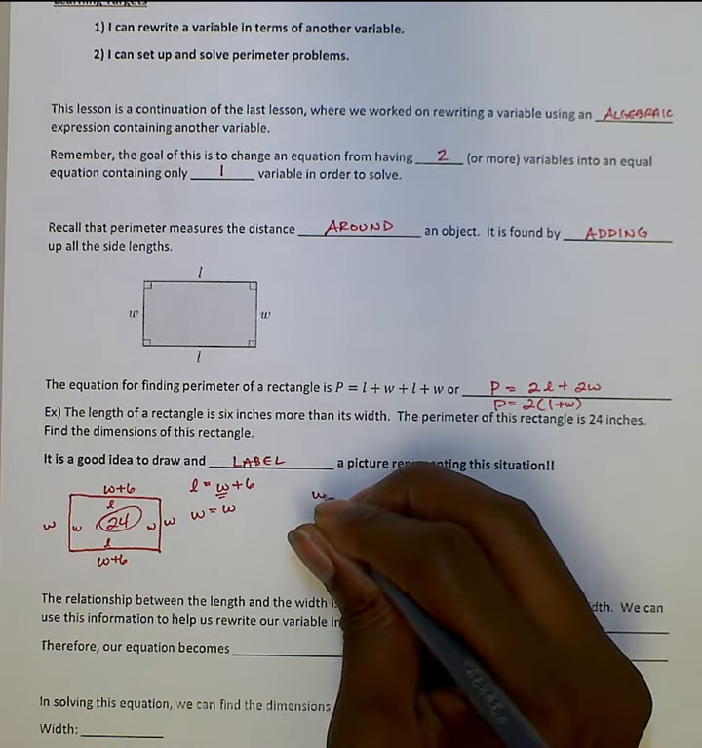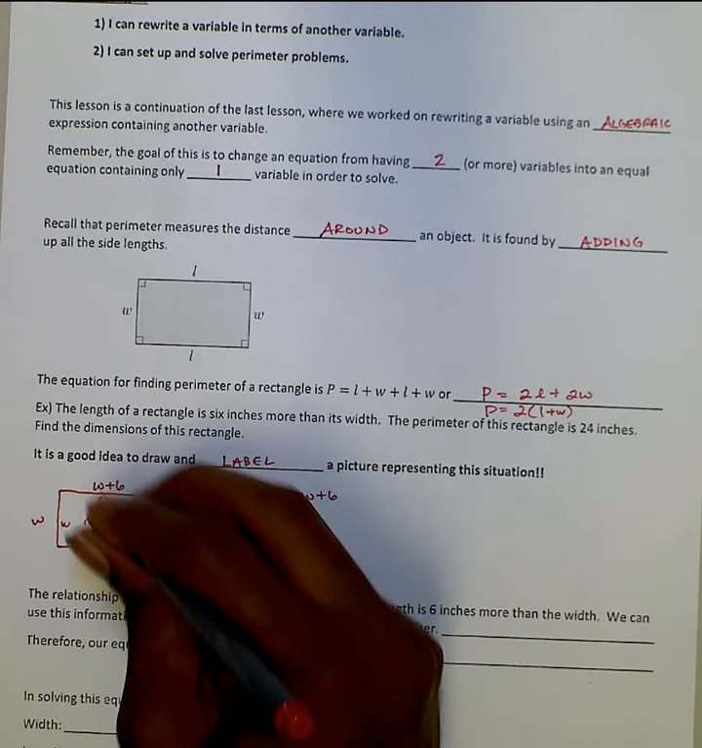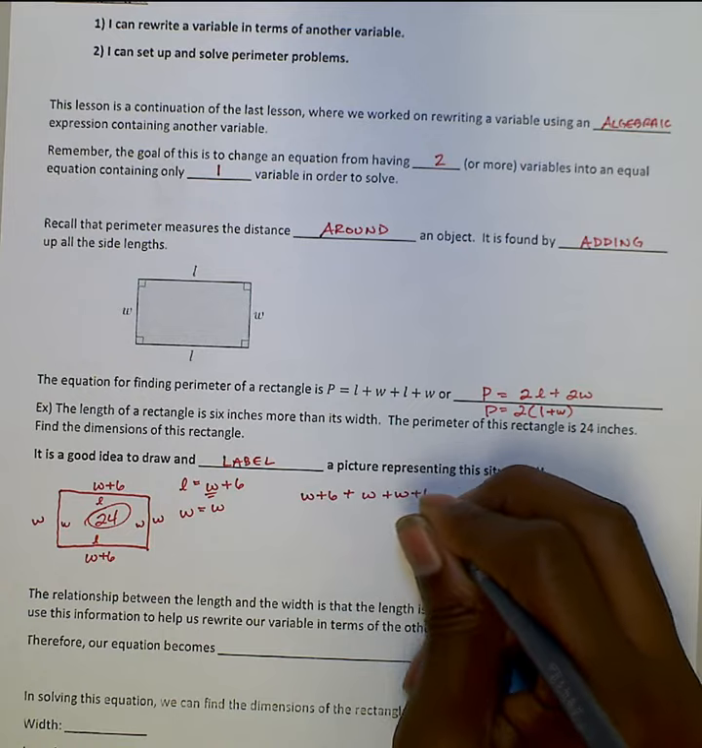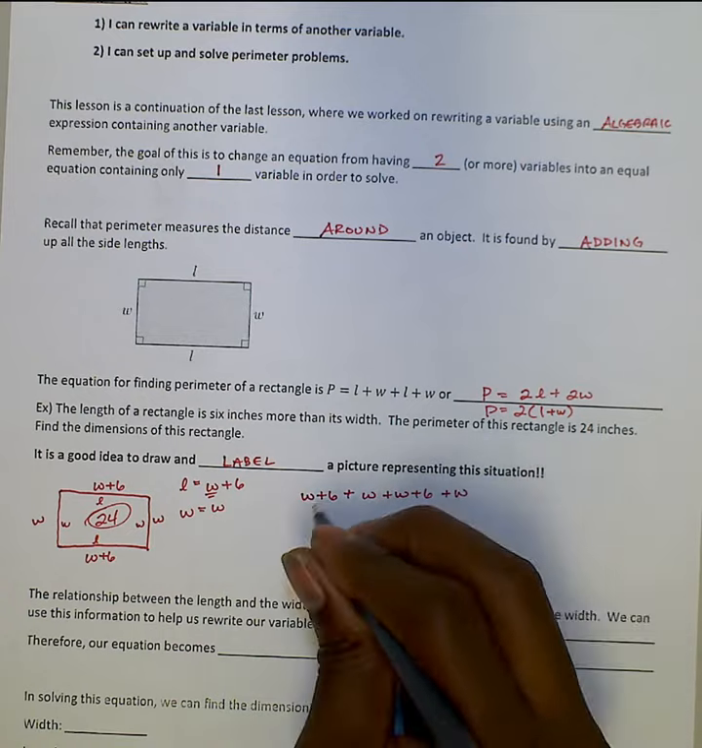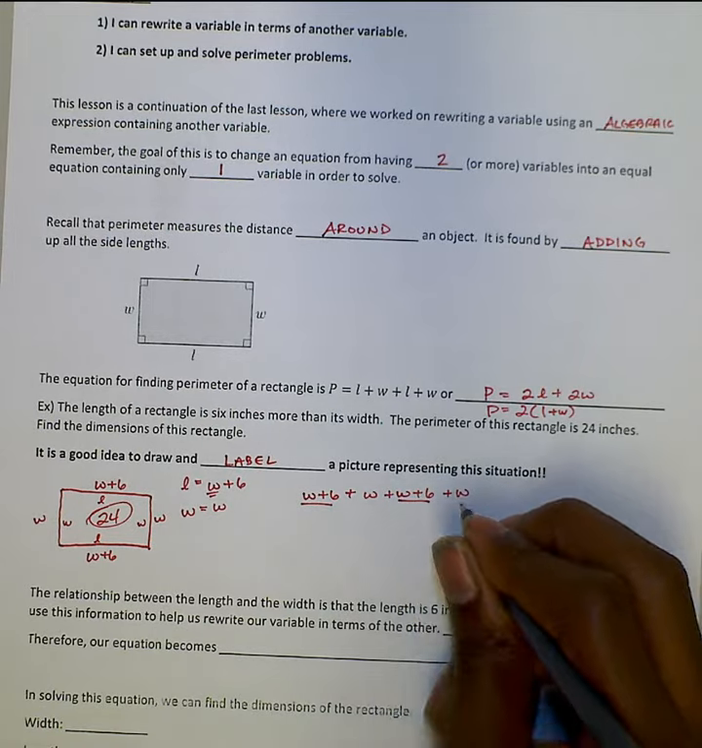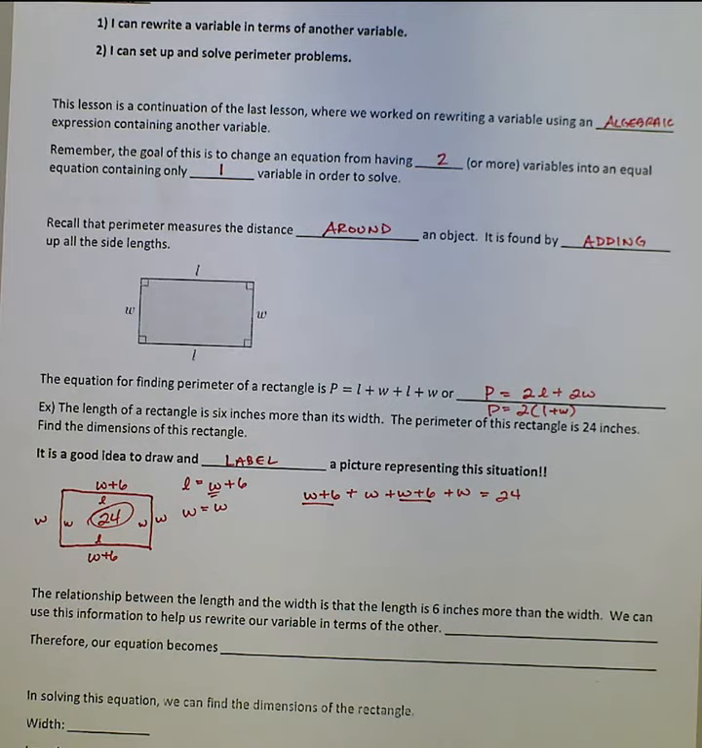W plus 6, that's one side, plus W plus 6 plus W. Those are all 4 of our sides. Length, length, width, width. And we know that equals 24. Now notice our equation has one variable, just W. A bunch of different times, but only one variable. So now we can solve this.